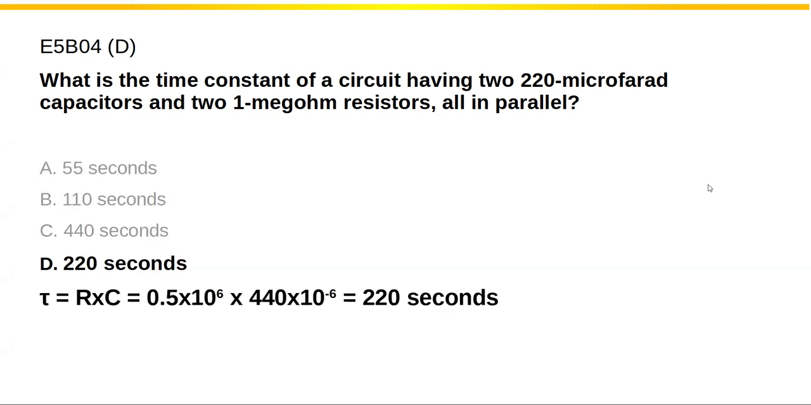220. Now, you've got the 2 capacitors in parallel and 2 resistors in parallel, and those are in series. So that changes the meaning of the word series. I know, it's very confusing, but I didn't write it. Series parallel. So it's just the standard time constant formula.